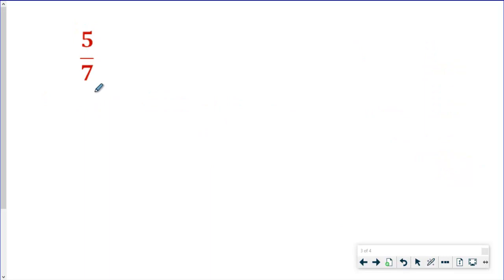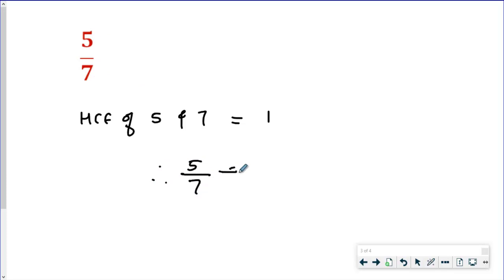Here you can see another fraction, 5 by 7. If you take the HCF of 5 and 7, we know that there are no common factors, only 1 is the common factor between 5 and 7. So therefore we can say that 5 by 7 is in its lowest term. Further, we can't reduce this fraction.